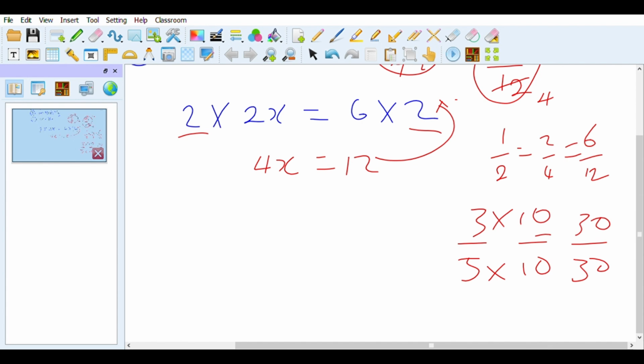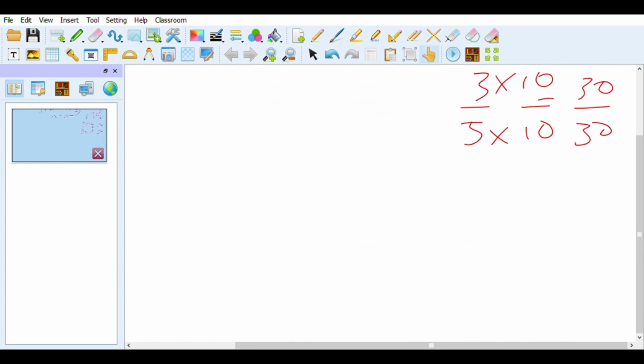The only time the equation is going to change is if we do something to just one side of the equation. But if we do the same thing to the left hand side and the right hand side, the equation does not change. Okay, so let's take some examples.